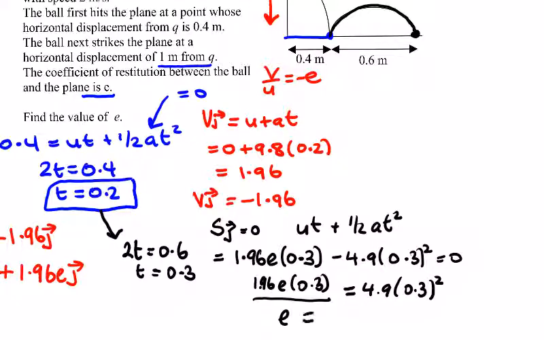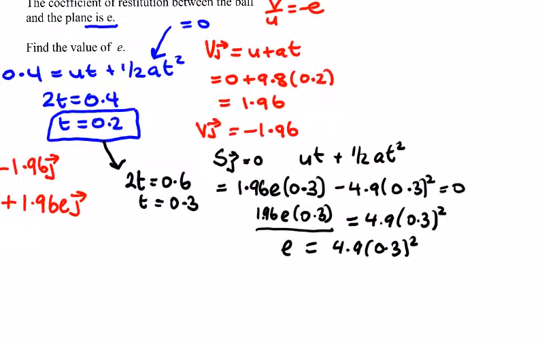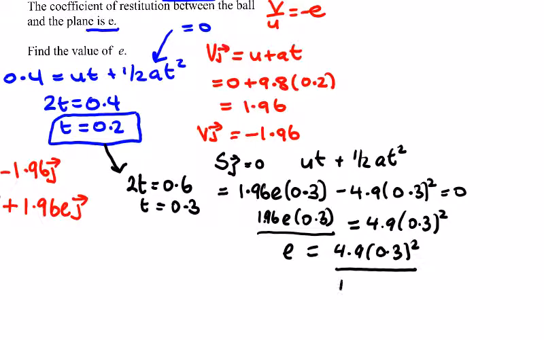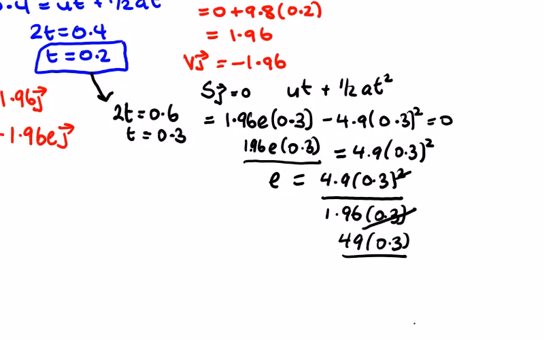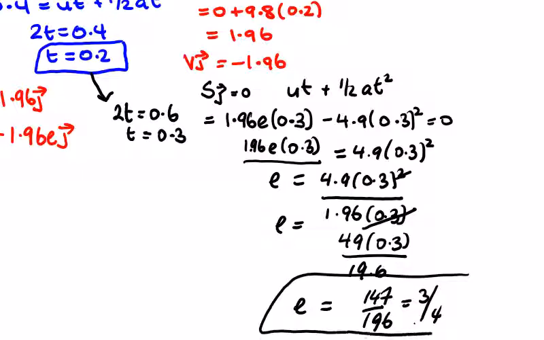So E is equal to the 4.9 by 0.3 squared divided by 1.96 by 0.3. Well, one of them will cancel. If we multiply by 10, we get 49 by 0.3 over 19.6 multiplied by 10 again. I'm going to get 147 over 196, which is 3 over 4. And that's what E is all the way down. So final answer for this one, E is 3 over 4.